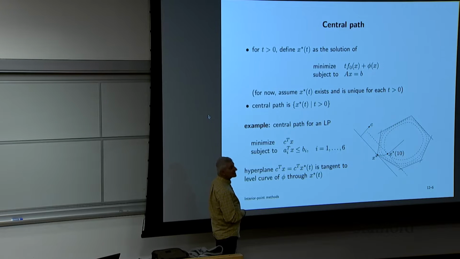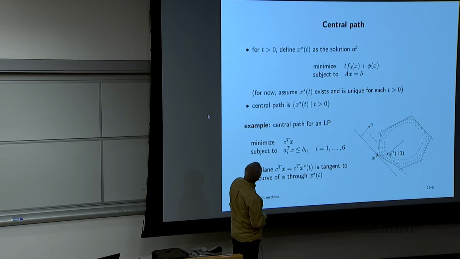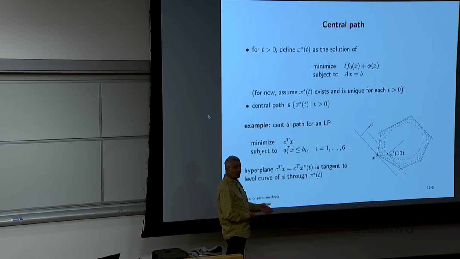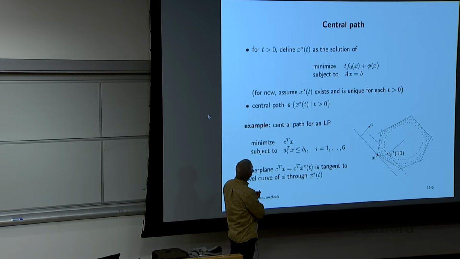As t goes to infinity, we imagine this to be a really good approximation of the real function, which is f0 plus the indicator function of all of the constraints. So this gives a curve in Rn parameterized by this parameter t, and this curve is called the central path. That's the name of it.